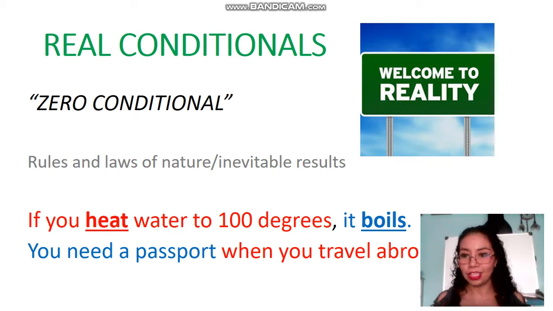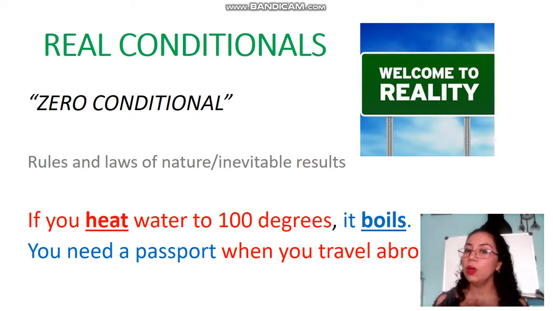One of those real conditionals, and I put it in quotation marks because that name is just a guide, is the one that you know as zero conditional. Remember zero conditional? Well, if you don't, I quickly tell you. Zero conditional talks about rules and laws of nature. So zero conditional is going to talk to me about an inevitable result of an action. Remember I told you conditionals are always like cause and effect? So when I use zero conditional, it's because I am talking about something that is inevitable if I do one action. Let me give you an example.